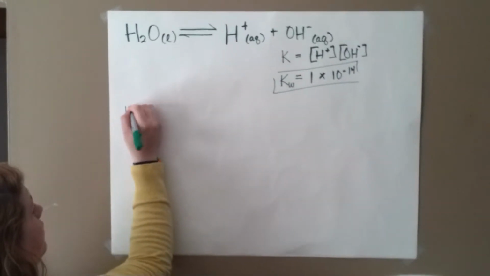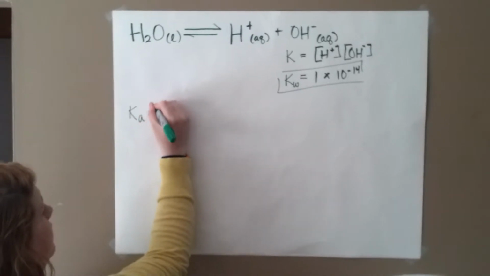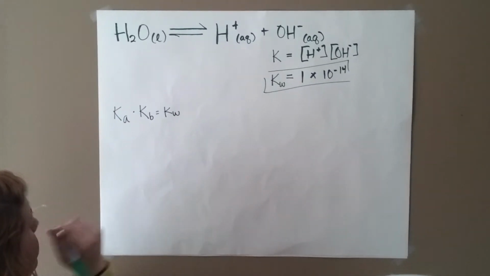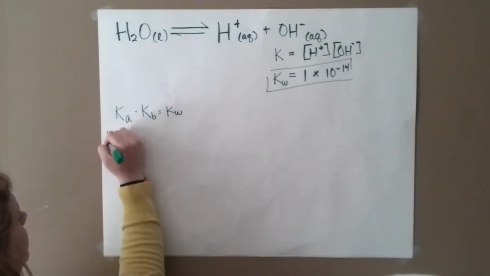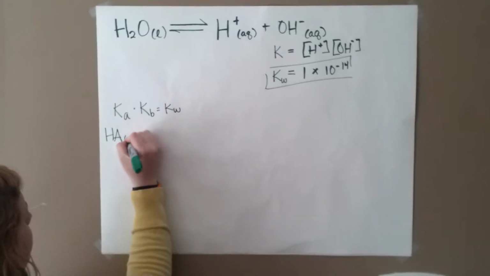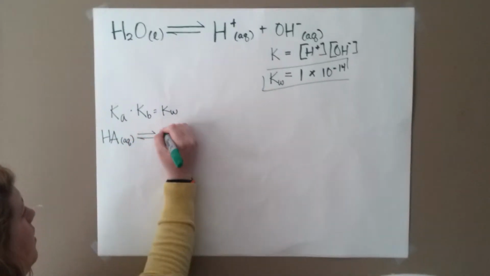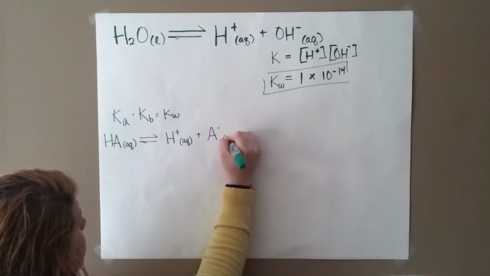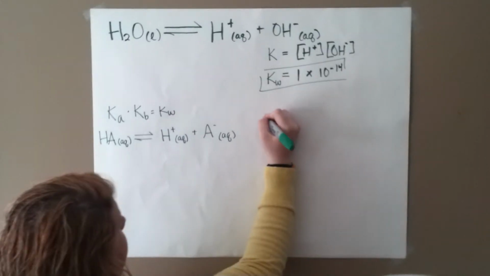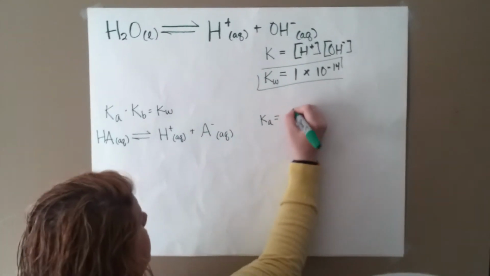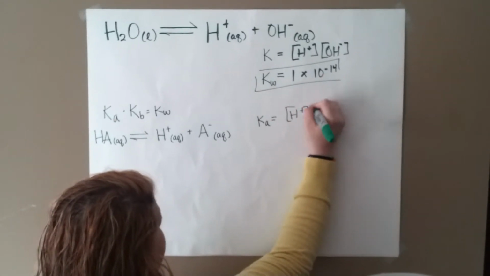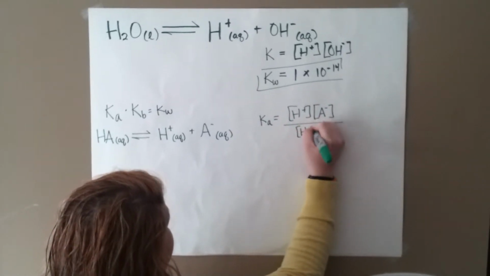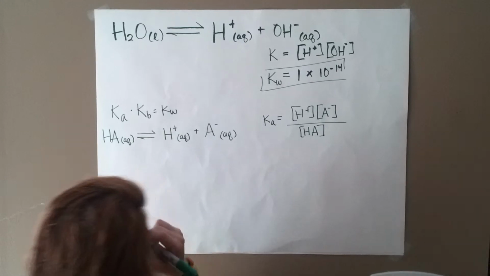Now, there also is a rule that says Ka times Kb equals Kw, and I'm going to show you how that's true right now. If we have the dissociation of a general acid, HA, that goes to H+ aqueous and A- also in the aqueous phase. Its expression is the concentration of H+ times the concentration of A-, all over HA. You've been introduced to this before, so that should be familiar.